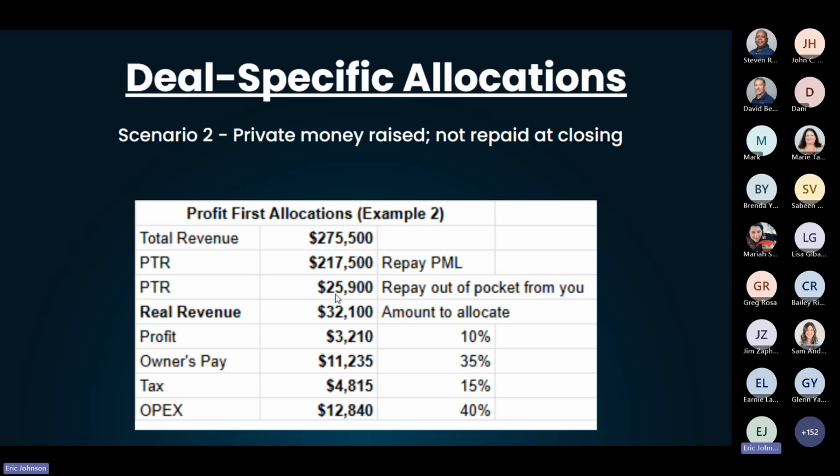The point that I want us to highlight in this is if you have any debt that has not been paid off when you receive your gross proceeds, pay that off before you allocate anything, okay?